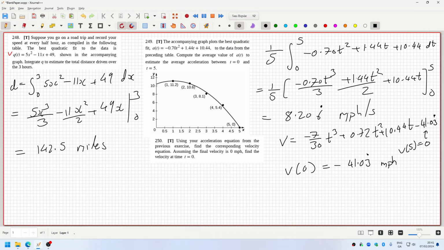So if I put in 5, and I got 41.03. Hmm, no, that doesn't seem right at all. Let me double check my calculation. Oh, okay, I got a different number now, so I must have done something wrong here.